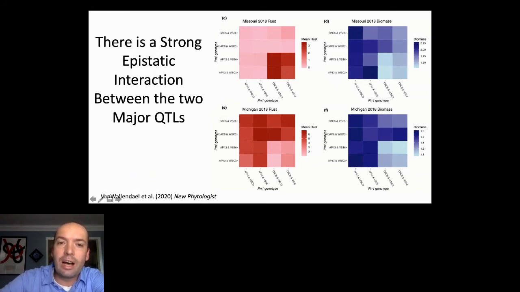And then up in Michigan, we actually see the opposite pattern. The plants actually become less susceptible to rust with that combination. So there's some kind of complex epistasis that also interacts with the environment to dictate susceptibility to rust in different locations across the United States.